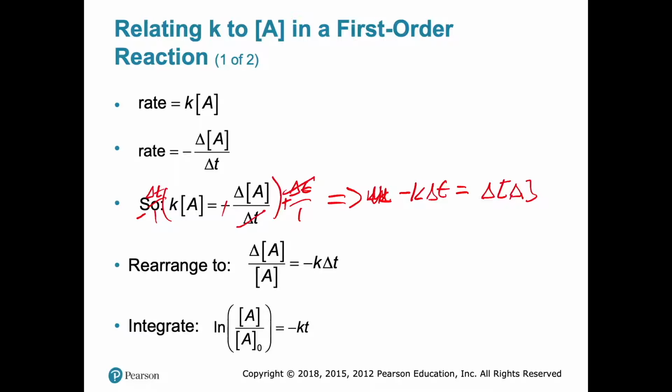Oh, I forgot this part right here. Let me write this in again. Negative K A change in time. There we go. Okay, so that's what it looks like when you multiply both sides by negative change in time, right? And then all you have to do now is divide both sides by the concentration of A.